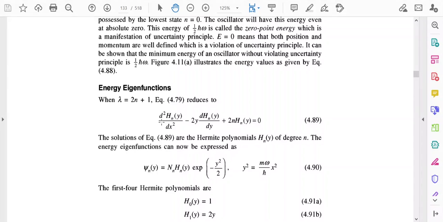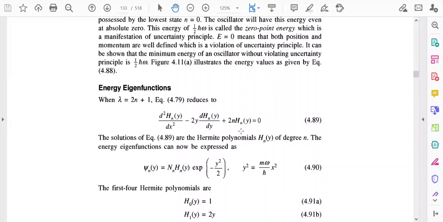So if we substitute lambda equal to 2n plus 1, then the equation for the quantum harmonic oscillator, which started from the Schrodinger equation, after proper substitution of the solution, is like this, that is 4.89. So this is the equation now, and we will discuss the solution of the equation, and from there we will deduce the expression for the energy eigenfunction of the quantum harmonic oscillator.